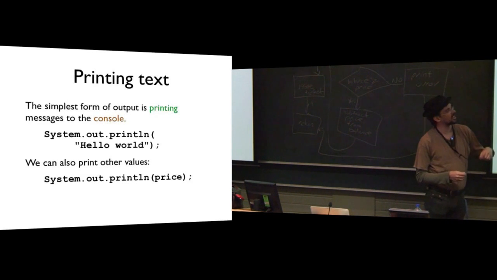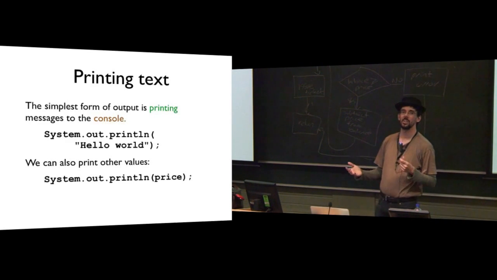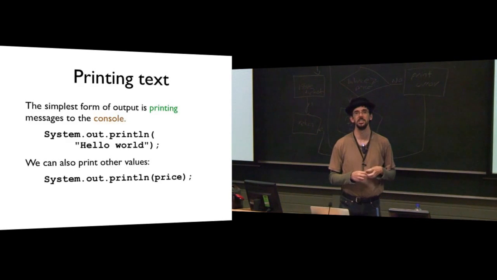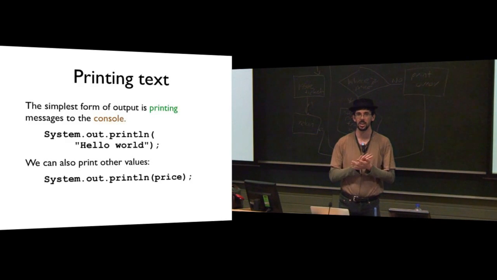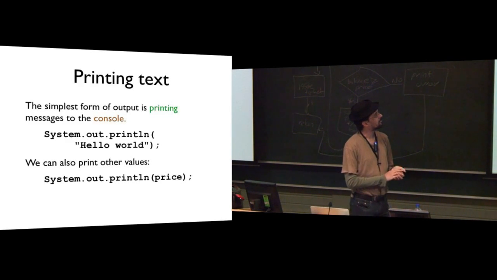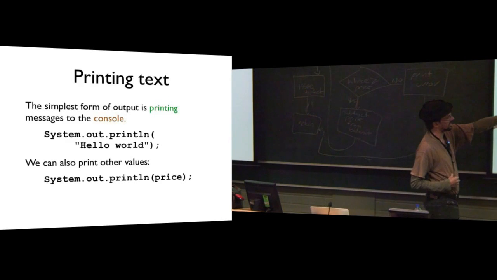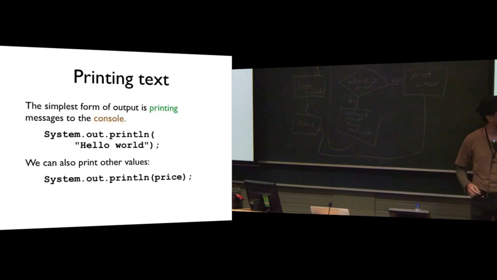If you print text to the console, this is one way of getting output from your program. It's the easiest way of getting output from your program. It's the most basic and ugly, and you won't want to use this in real programs mostly, but it's helpful, especially when you're debugging and when you're writing simple stuff. And all it is is System.out.println.